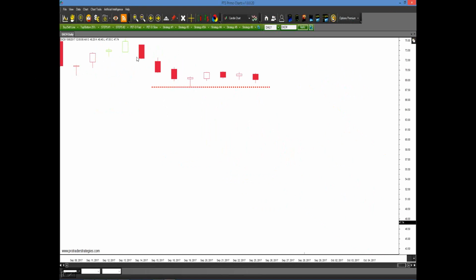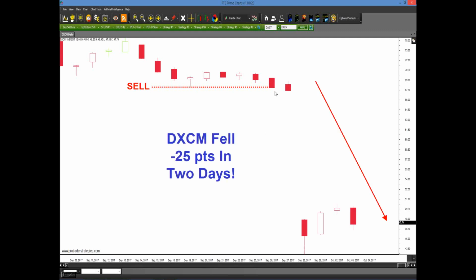So we negate that, and about a week or two later, we have red bars again, and we have our short-term pivot low. So once we trade below there, we go short, and look what happened 2 days after our initial entry. 25 points to the downside.